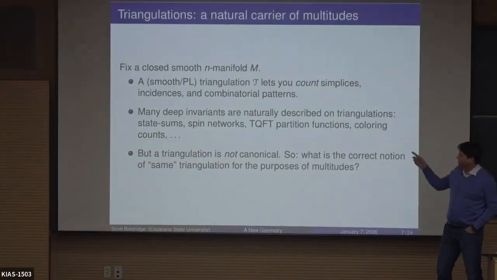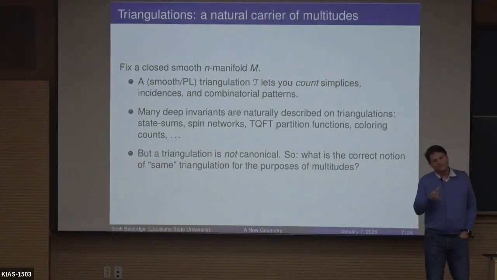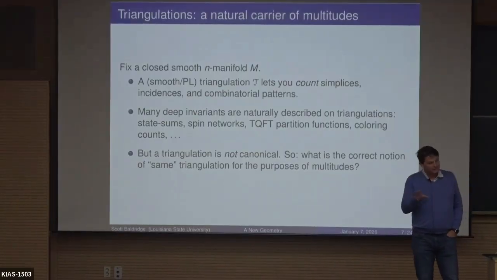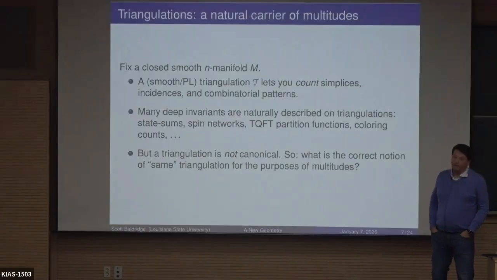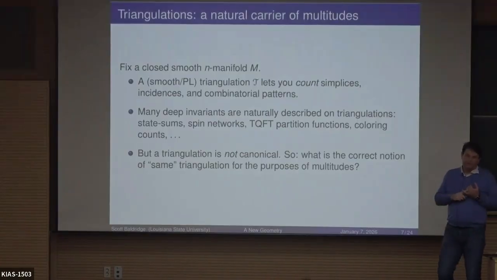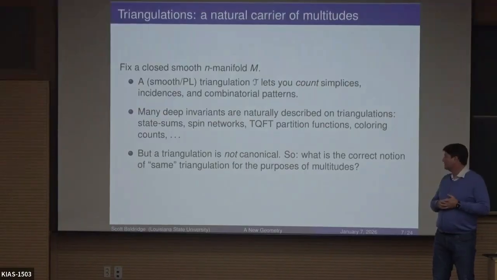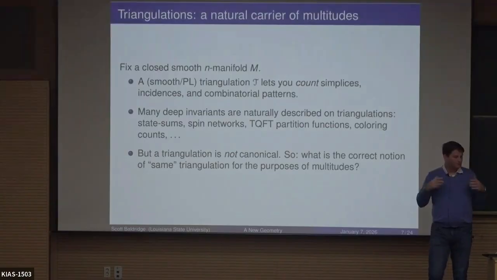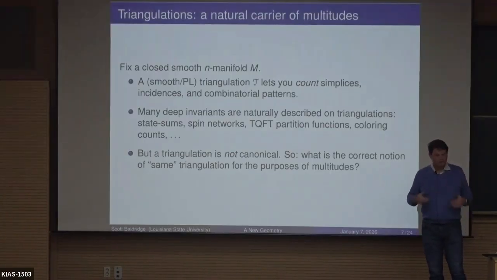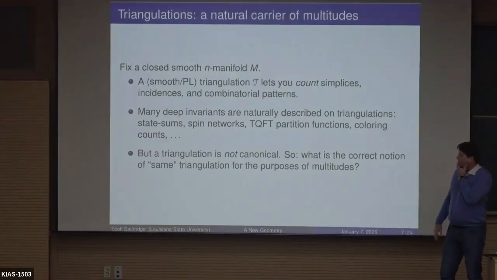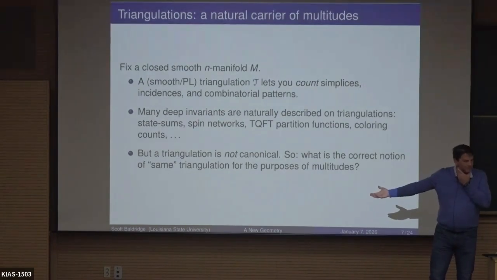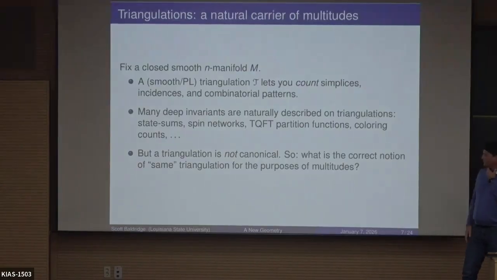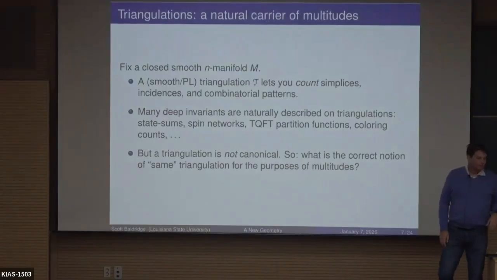So fix a closed smooth n-manifold. I'm starting with a smooth n-manifold. You get into all the questions, is top equal to smooth and all that. Start with smooth. Then a triangulation lets you count simplices and find combinatorial patterns. Many deep invariants are naturally described by triangulations: state sums, spin networks, TQFT partition functions, Turaev-Viro. The way that you start calculating these is to pick a triangulation. But a triangulation itself is not canonical. You picked one, but so what? So the question is, what should be the same? And this is my observation.